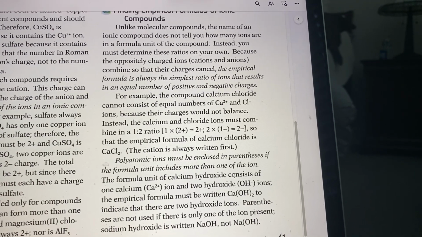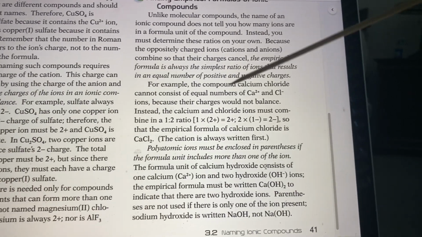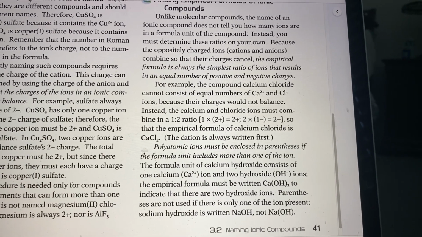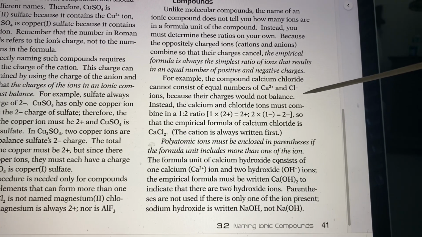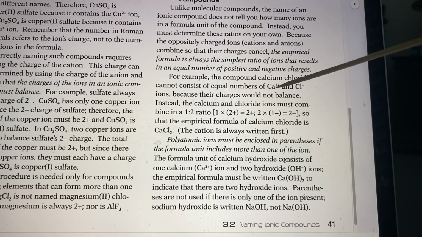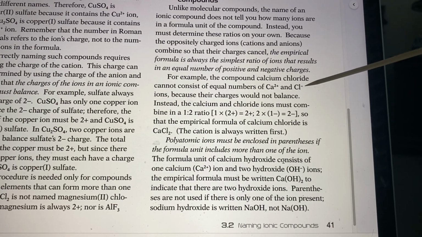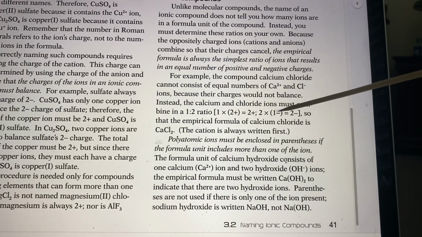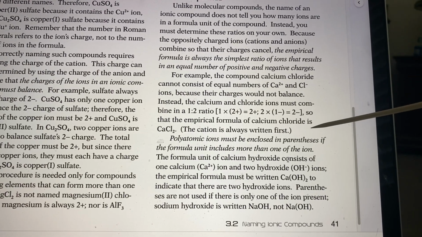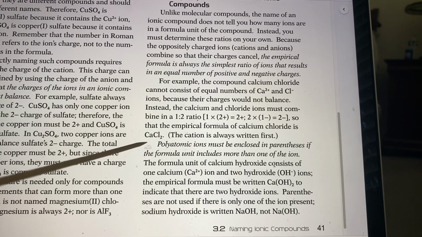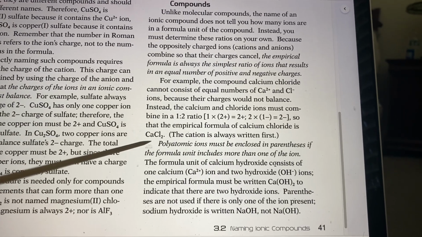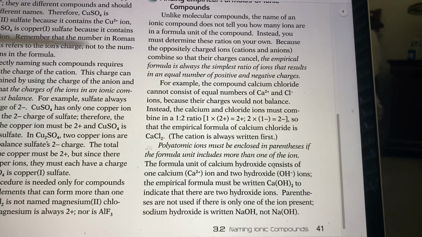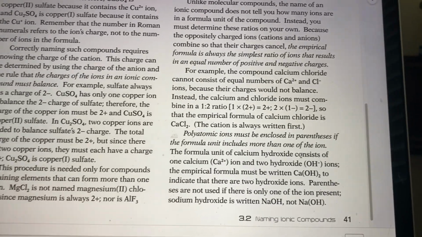So an empirical formula is always the simplest ratio of ions that results in an equal number of positive and negative charges. For example, the compound calcium chloride cannot exist with equal numbers of calcium and chloride, because calcium is 2 positive and chloride is 1. Because their charges would not balance, we have to balance them out in the empirical formula. So the formula has calcium as just 1 and chloride has to have 2. The cation is always written first.